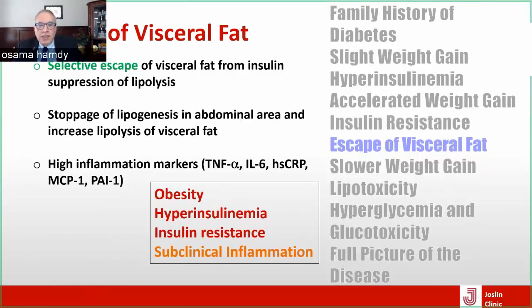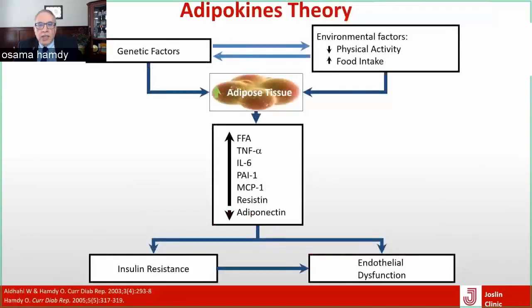So what happens here? We wrote about this theory before, which has been proven to be correct, the Adipokines Theory, and we mentioned that from 2003 and then 2005. So when people start to accumulate visceral fat, we usually see an increase in markers of inflammation, and especially TNF-alpha. On the other side, you have an opposing cytokine, adiponectin, which usually goes down in that scenario.